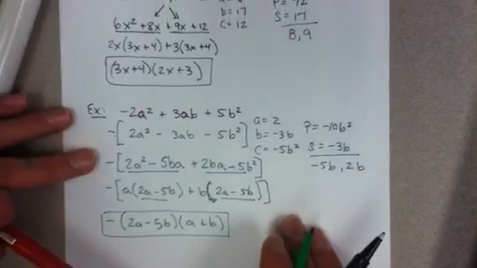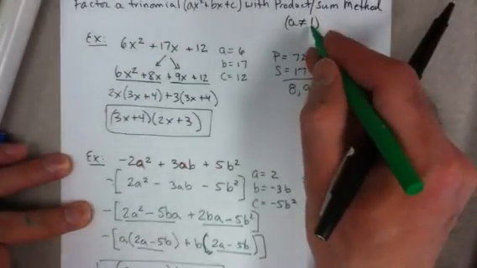So these are two examples of factoring with the product sum method when a is not 1. That's the leading coefficient.